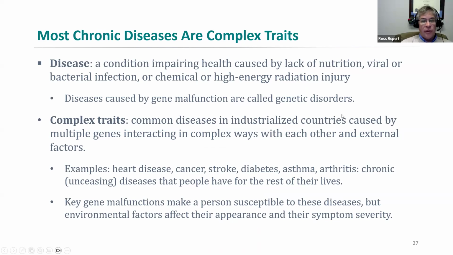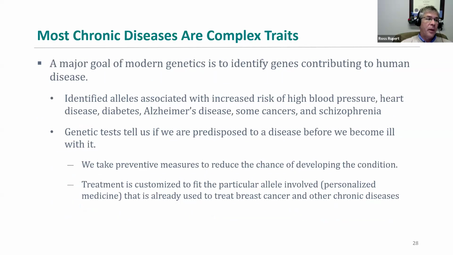Common diseases in industrial countries are caused by multiple genes that interact in complex ways. For example, heart disease, cancer, and stroke. Very complicated, not simply a matter of you have the gene for heart attack. It's much more complicated than that. A major goal of modern genetics is to identify genes that are contributing to these diseases. Someday we will know what gene causes every trait, and we will be able to do gene therapy, gene surgery, and fix the gene in each person. That still remains the holy grail of medical research.